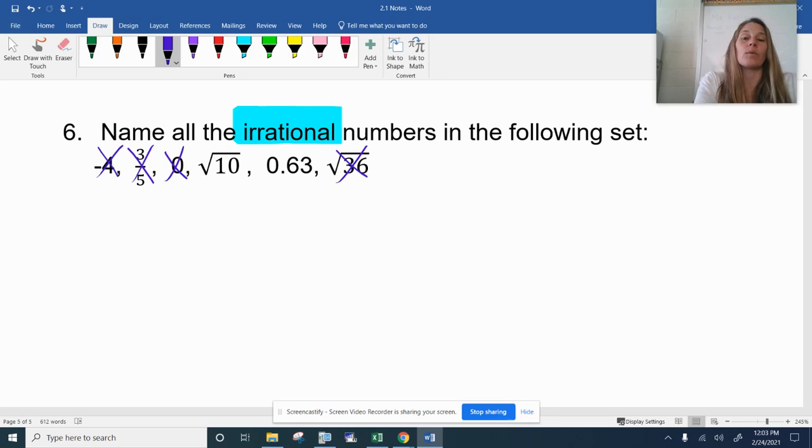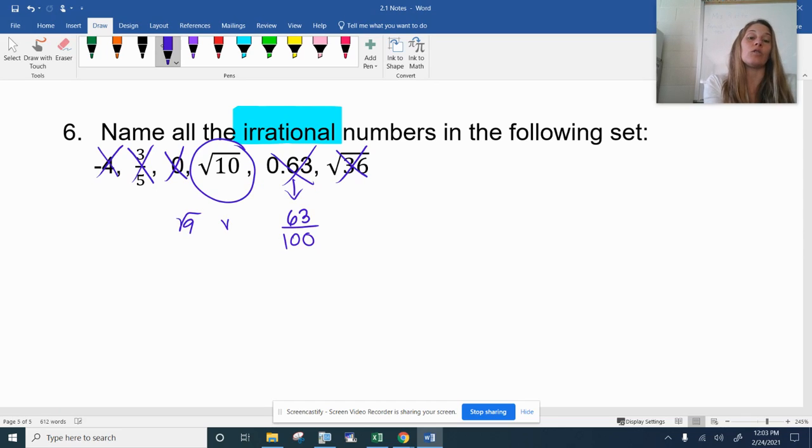So now let's look at what's left. Now this one here can be written as 63 over 100, which would make it rational. So that's not the option. But this one here, square root of 10, is between these two perfect squares here. So we know it's probably going to be 3.1 or something like that. It's going to be a long, crazy decimal that goes on and on. So we know that that is the irrational number in that set.